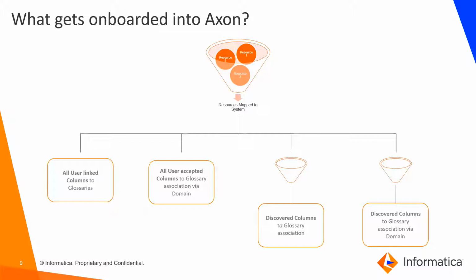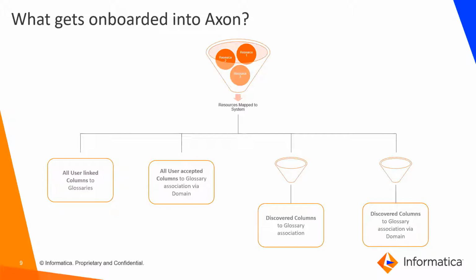After that, the journey of onboarding starts. The first and foremost is user-linked columns to glossaries. This is very manual and very laborious. We'll see what this is all about. The second one is user-accepted columns to glossary via domain association. This is more of some sort of intelligence involved, where you go based on what the data domain has discovered. As I said, the credit card number is a simple example. All columns which have credit card number will be associated to the business glossary of credit card through the data domain.